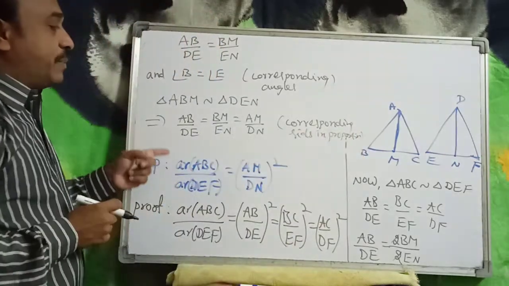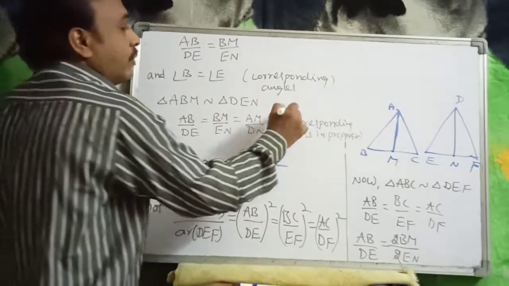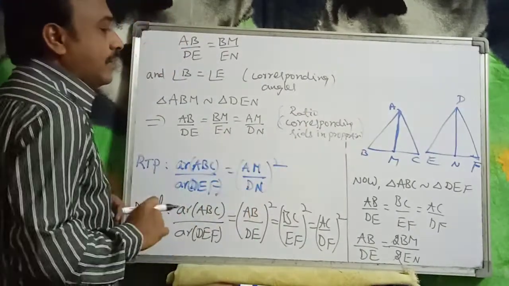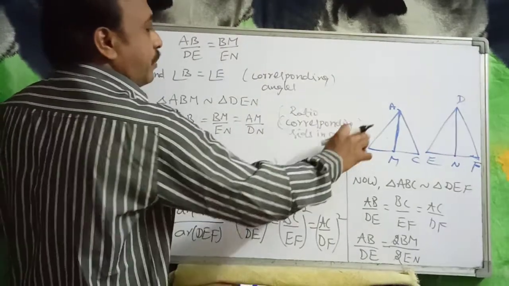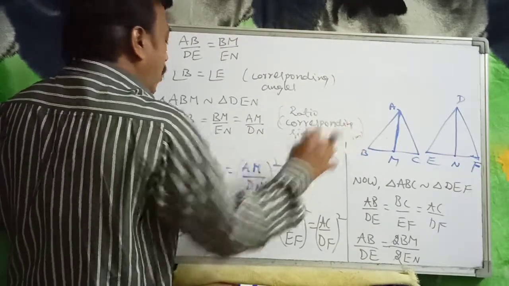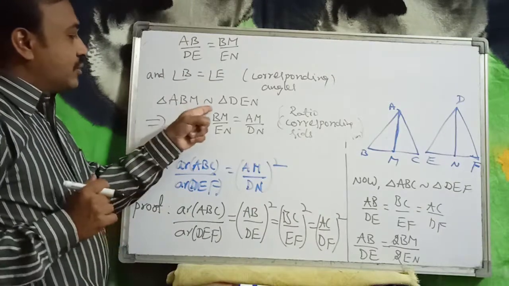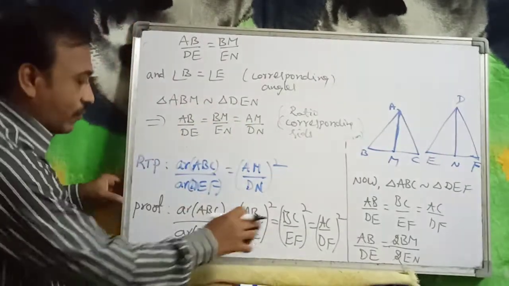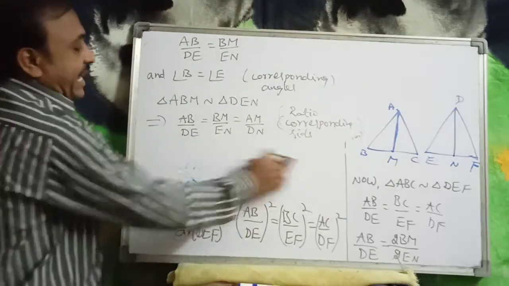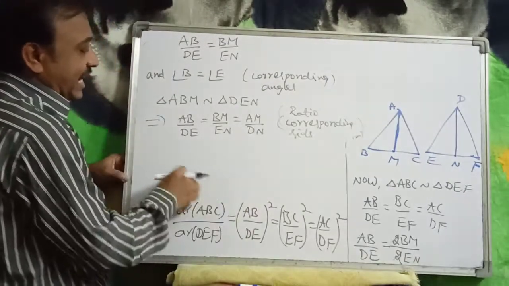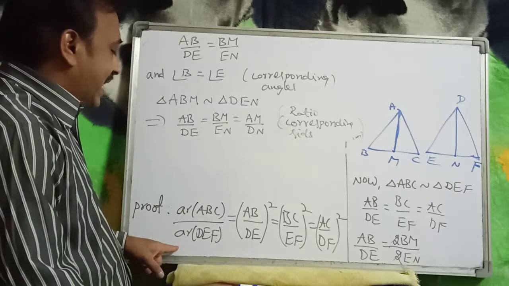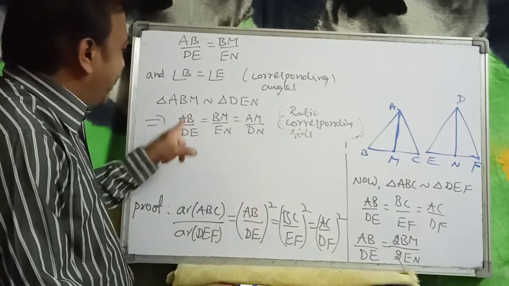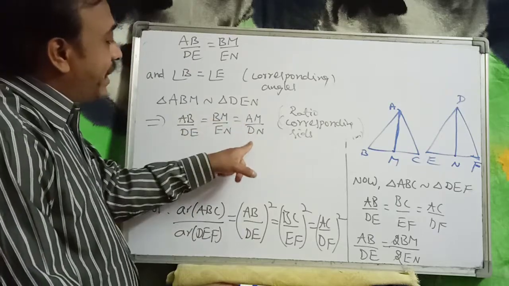The ratio of the corresponding sides in proportion. Ratio of the corresponding sides. Okay. Now AB by DE is equal to BM by EN is equal to AM by DN. Observe it. Here what we wrote in the first statement, area of triangle ABC by area of triangle DEF, we wrote AB by DE is equal to AM by DN.